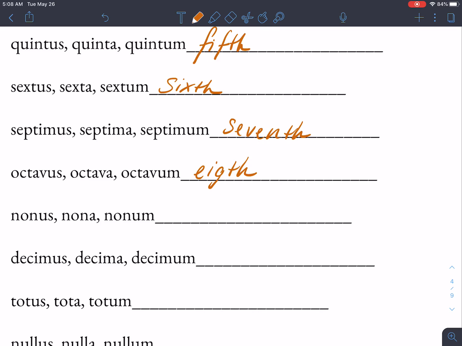Alright. Please repeat after me. Nonus, nona, nonum. Again, nonus, nona, nonum. Means ninth.